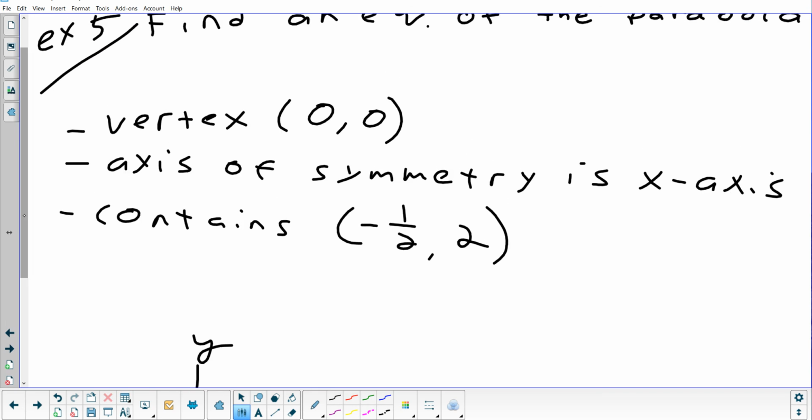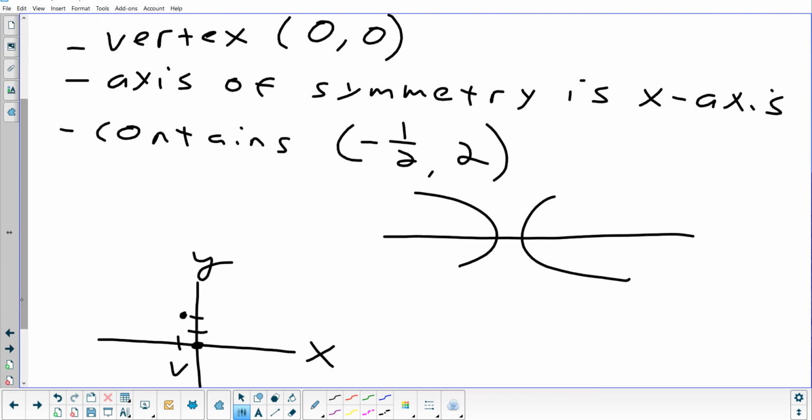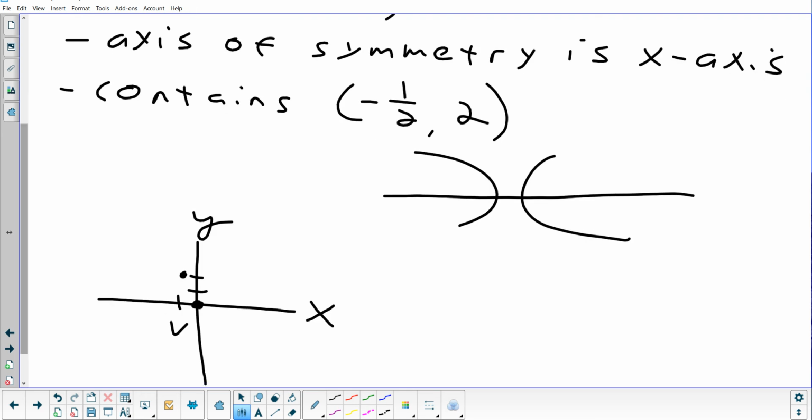Well, first of all, if the axis of symmetry is horizontal, what two ways are you limited to the parabola opening? If the axis of symmetry goes left and right. Yep. It's either going to have to open left or right. There's your axis of symmetry. It's either going to open to the left or to the right. Now, there is one other fact we know. It contains the point -1/2, 2. So here's your vertex, and there's a point on the parabola.